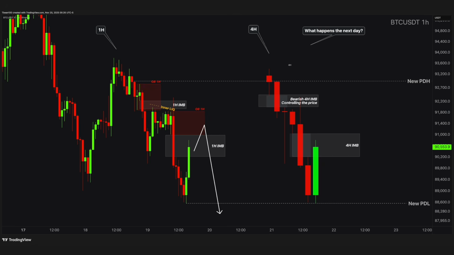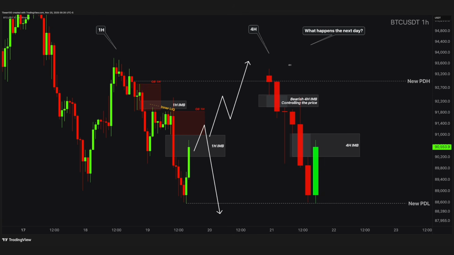Now, if I had to put my money on it, I would short this setup again. It looks almost identical to the setup we had the day before, right? What I expect is the price to pull back into this multi-imbalance area, tap the order block, and then drop toward the PDL, take out the previous day's low. The exact same play as the previous trade, right?